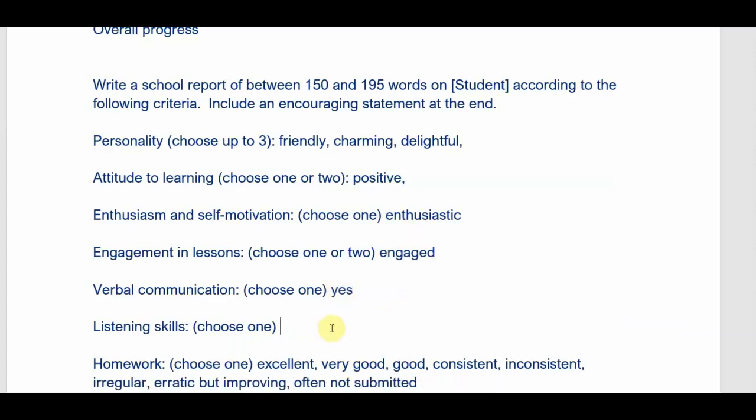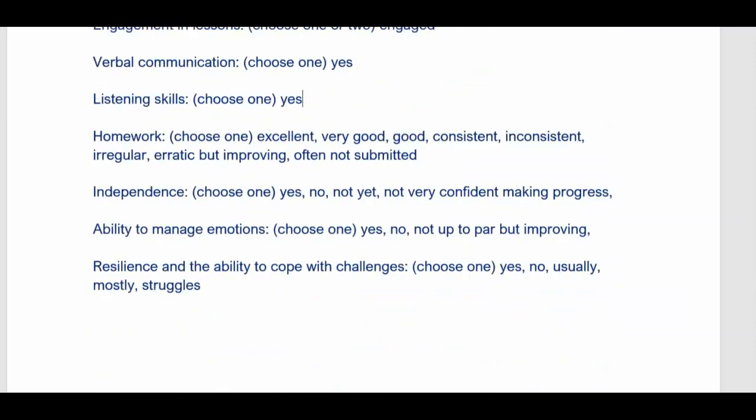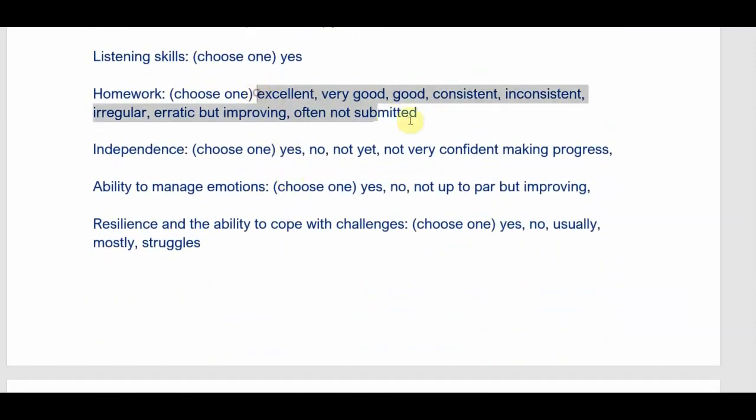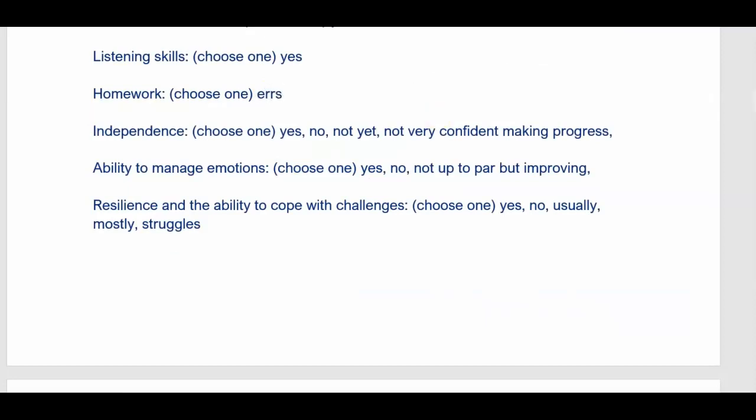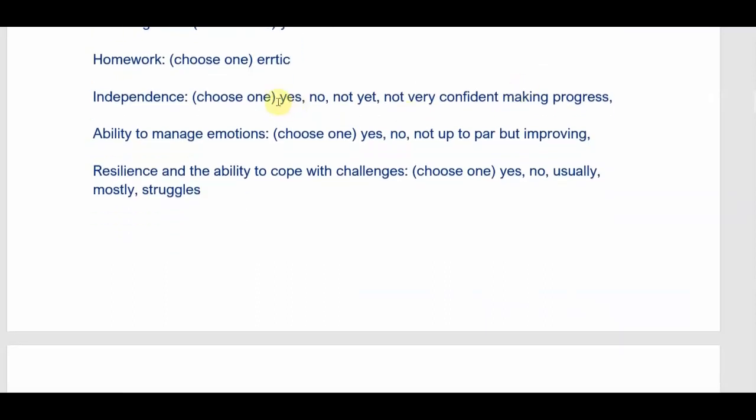And here's something else that's interesting. You can just write yes if a child is proficient in any one of those. So you can put yes, you can put no, you can put sometimes, you can put on occasion, as long as you have the criteria clear.